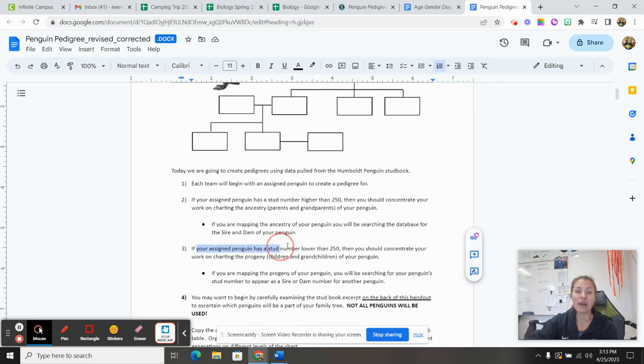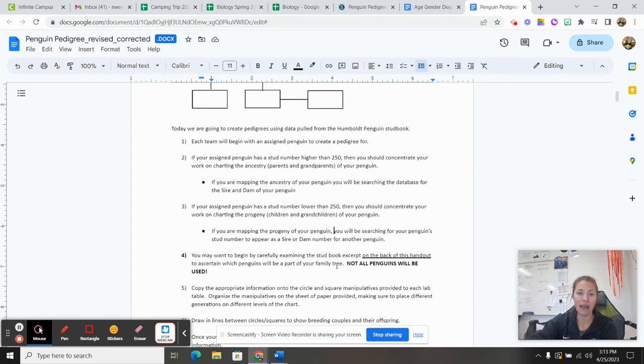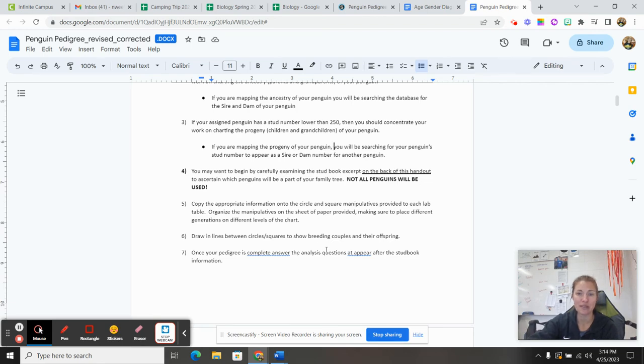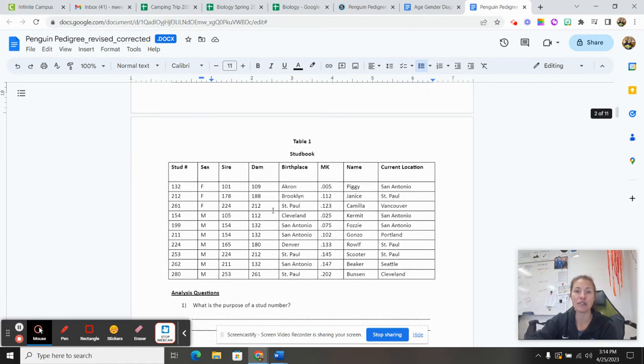If your assigned penguin has a stud number lower than 250, you should work on the progeny, so children and the grandchildren of your penguin. Okay? You're going to want to look carefully at examining the stud book on the back of the handout to discern which penguins are part of your family tree. Not all penguins will be used. Okay? So, what you are going to do is use tabletop markers and draw out your pedigrees on the tabletops.